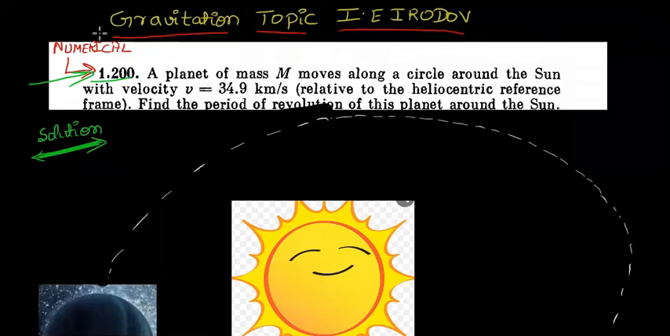Hello everyone. Now we're going to start a numerical based on the gravitation topic. This is basically the numerical number 1.200, so you can match this with the book.